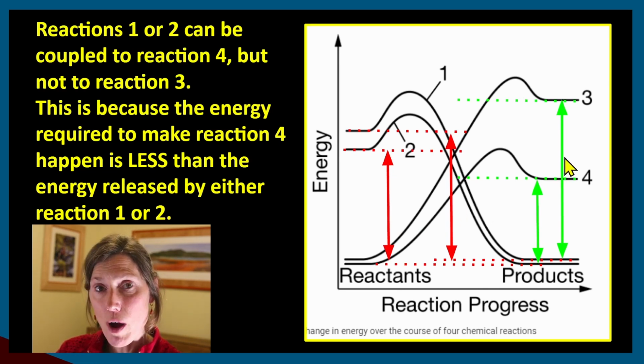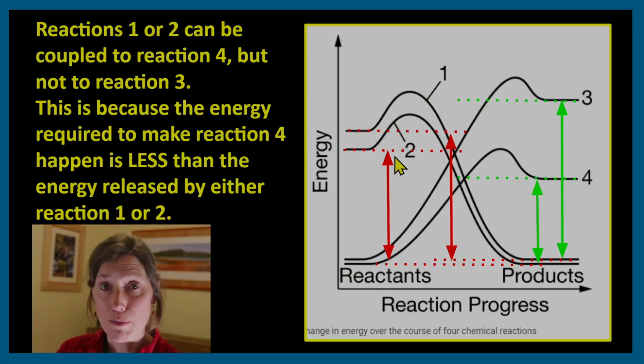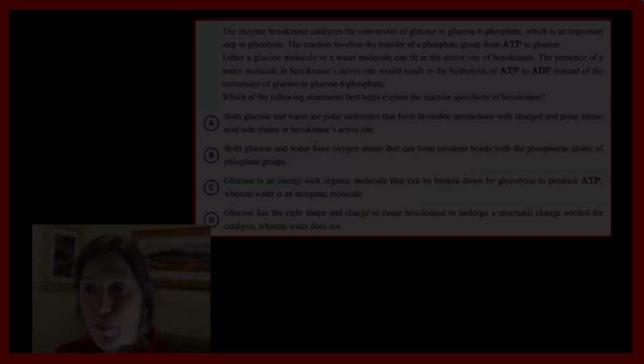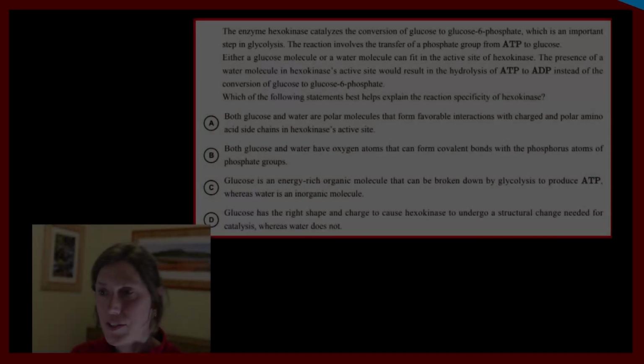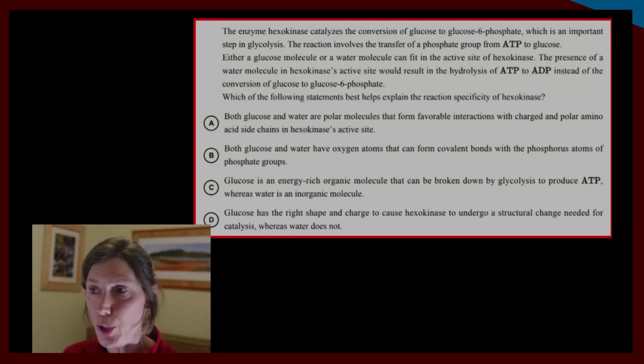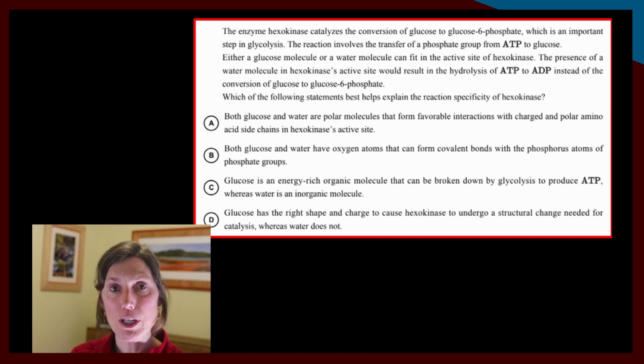The energy required to make reaction 3 happen is much larger than can be provided from the energy released by reactions 1 or 2. This question revolves around the enzyme hexokinase. Let's first read it. The enzyme hexokinase catalyzes the conversion of glucose to glucose 6-phosphate, which is an important step in glycolysis. The reaction involves the transfer of a phosphate group from ATP to glucose.